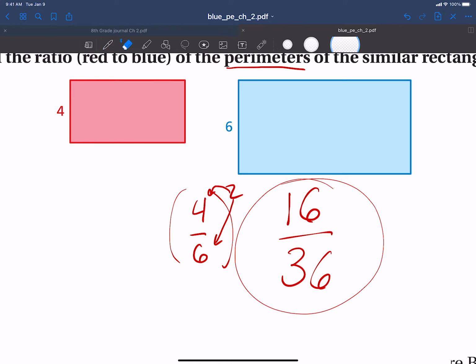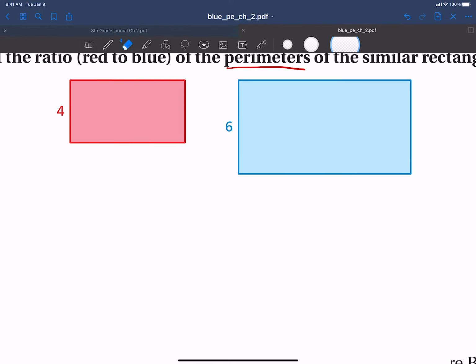Am I blowing your minds with how weird this is? Yes. So let's review. This one, the area and the perimeter. We found both of them, right? Perimeter equaled 4 to 6. Area equaled 16 over 36. That's it. That's how your answer would look.